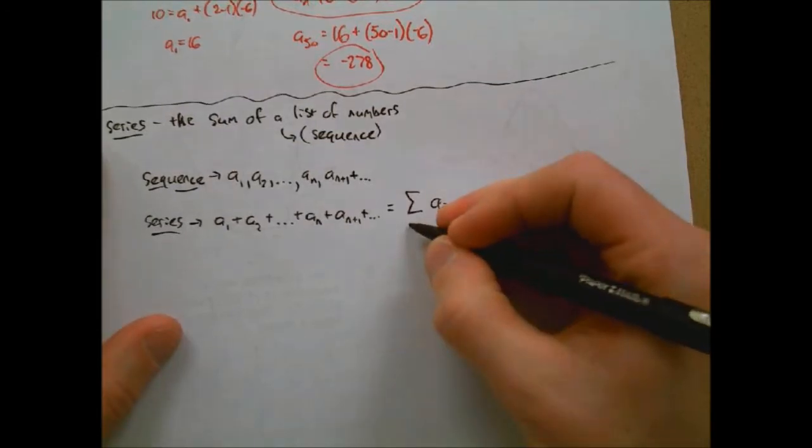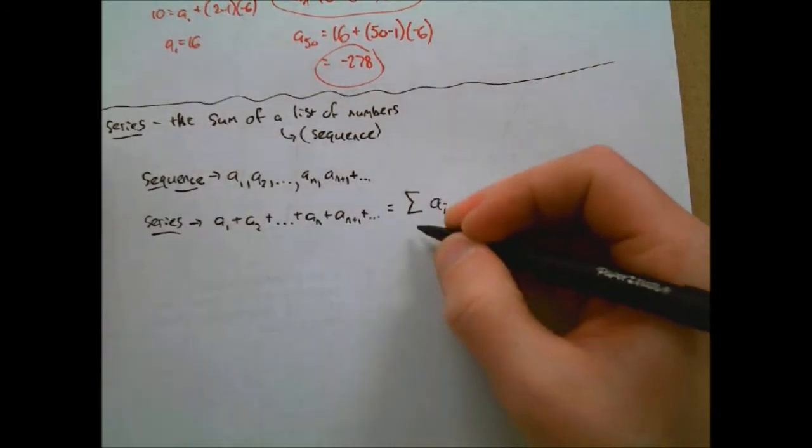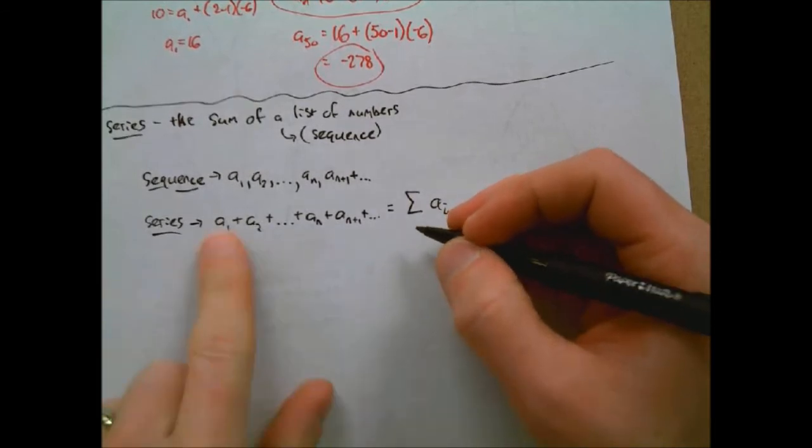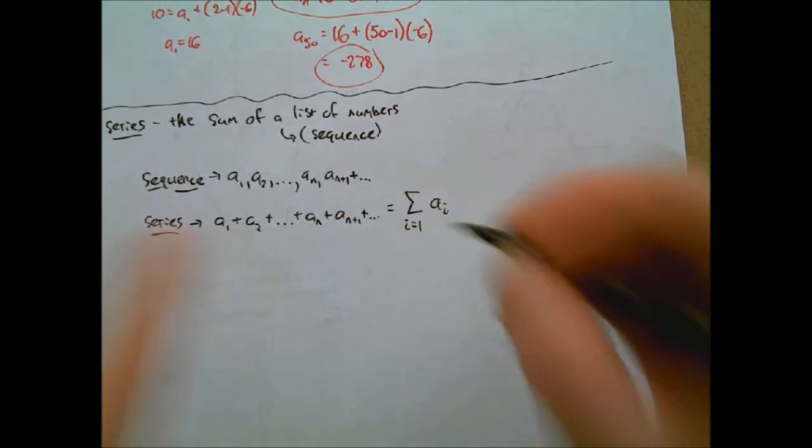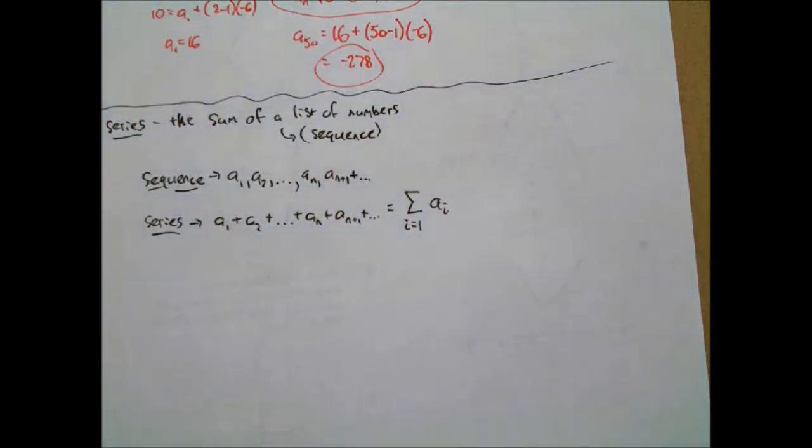has a starting point. The sigma tells us what term we're going to start with. So in this case, we'll start with 1, because that's where my series started here. And we'll say then i equals 1 to show where we start. So we start from the bottom, and then on top, it tells us what to count up to.